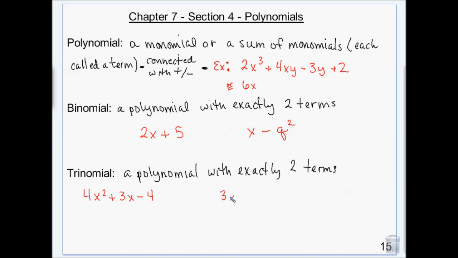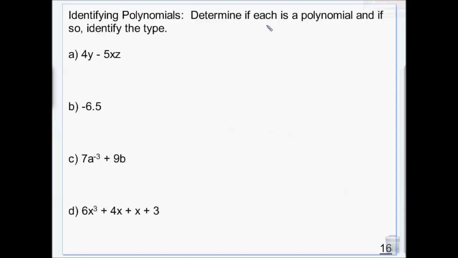What's a quadratic? A quadratic has all of the same variable, and usually the highest exponent is a 2. Now, is this a polynomial? Yes, it is a binomial. Is this a polynomial? No. Yes, it is a monomial.